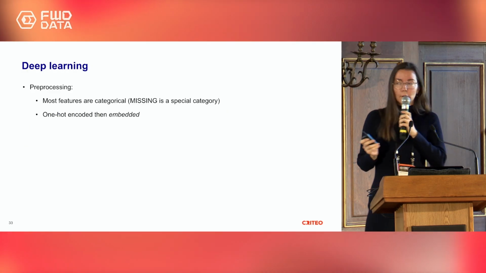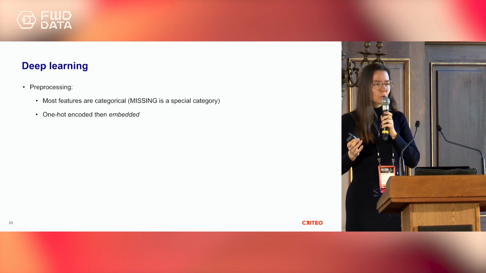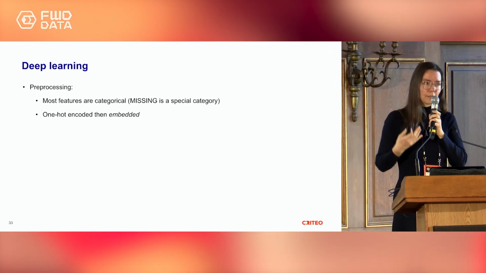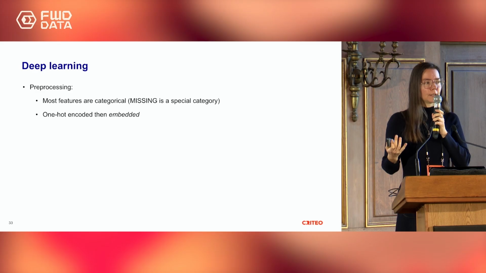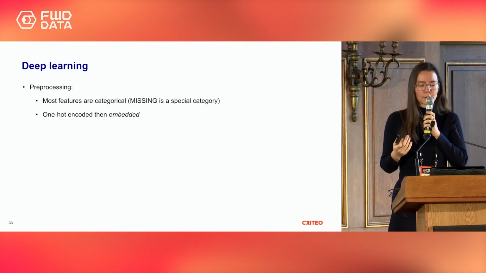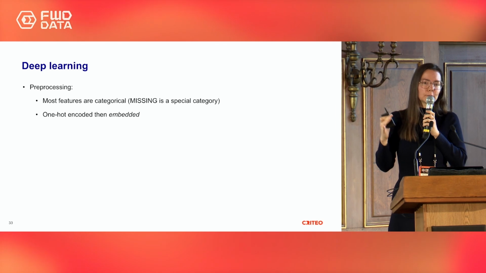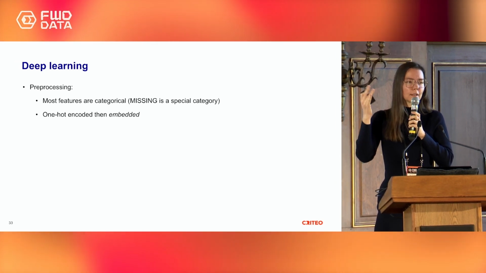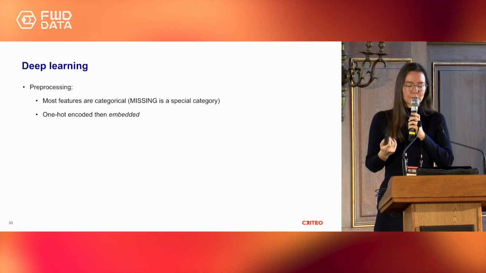Okay, so what do these models actually look like architecture-wise? First, of course, you have the inputs. There's some pre-processing to be done. As I mentioned, many of our features are categorical, where missing is a special category. Missing, or let's say unknown, that's another special category.